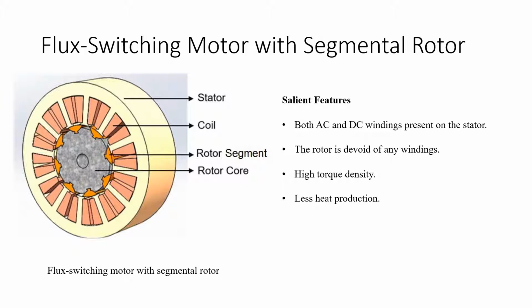It has a stator on which there are alternate coils of AC and DC, and then there is a rotor core on which rotor segments are installed. Now the rotor core is made up of non-magnetic steel, and the rotor segment is made up of magnetic steel. So what this ensures is that the incoming magnetic flux from the stator teeth will pass only through the rotor segments that are highlighted by the orange color. And what happens is that this gives rise to a very high torque density and lesser heat production because magnetic flux doesn't leak into the rotor core.